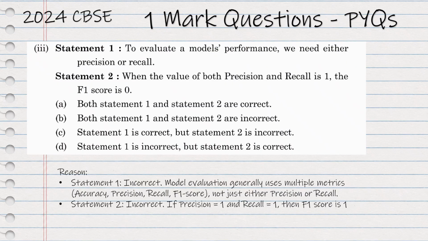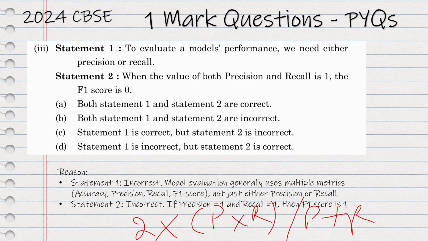1 mark question: to evaluate a model's performance, we need either precision or recall. When the value of both precision and recall is 1, the F1 score is 1. It's not 0. The formula is 2 into P into R upon P plus R. When you evaluate this, it becomes 2 into 1 upon 2, so 2 upon 2 will be 1. So it will not be 0.